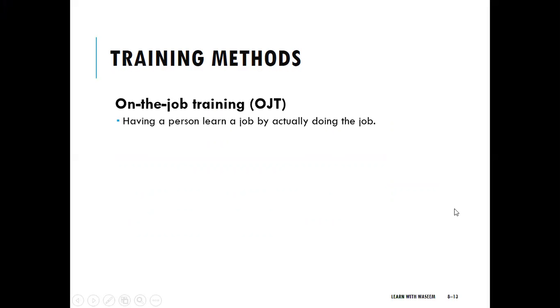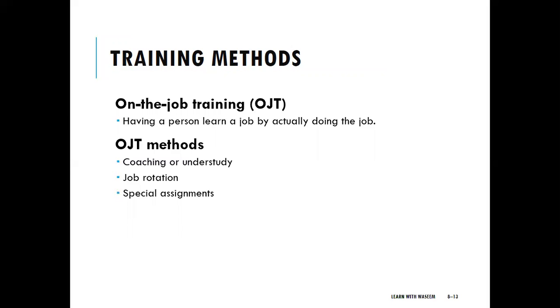Let's start with on-the-job training. On-the-job training means having a person learn a job by actually doing it. Every employee, from mailroom clerk to CEO, gets on-the-job training when he or she joins a firm. So in many firms, on-the-job training is the only training available. There are different types of on-the-job training. The most familiar is the coaching or understudy method.